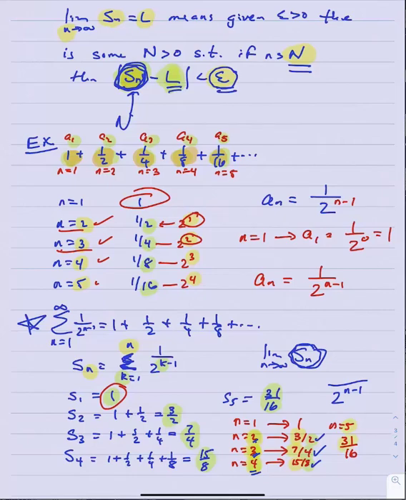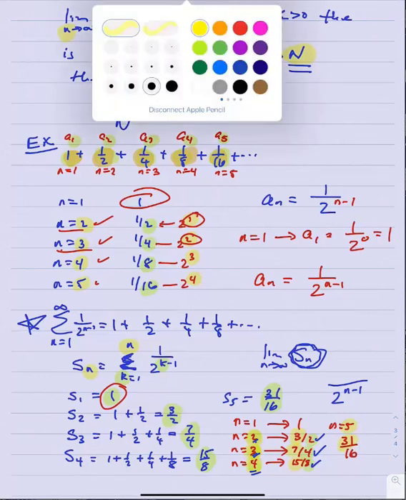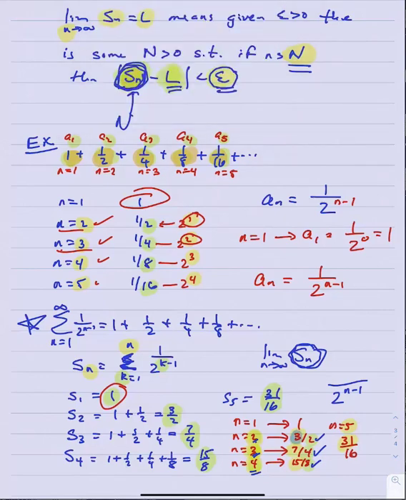Well, if you don't spot it right away, let me just point out that if you add 1 to each of those numerators, and let me switch colors again, you'll get 4, you'll get 8, you'll get 16, you'll get 32, which are all powers of 2.